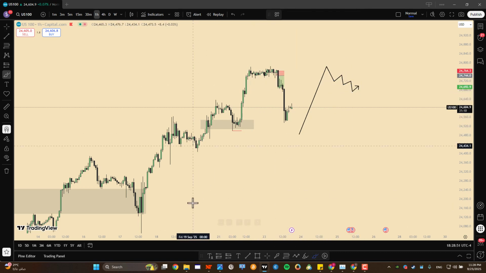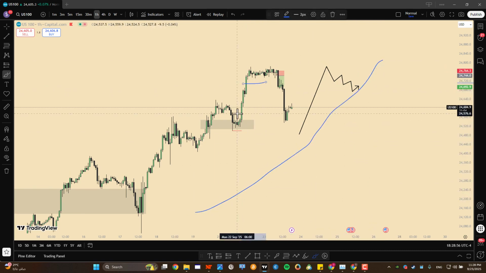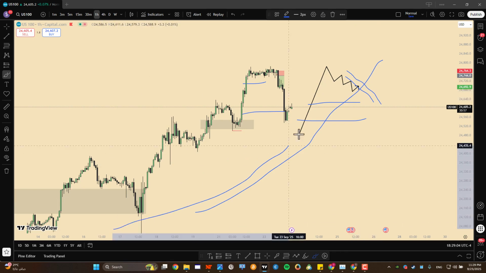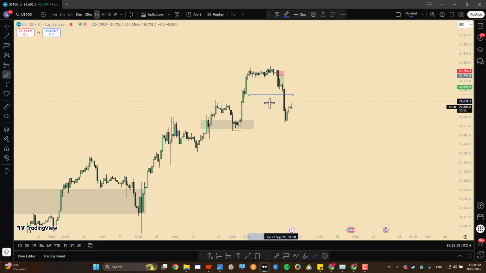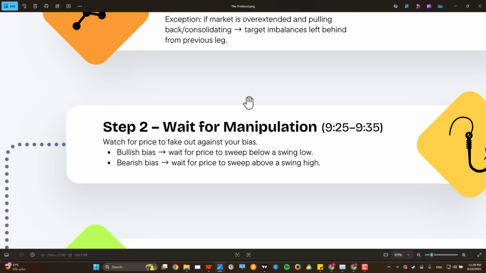Now you're not going to go with the bias, or the trend, because we left a lot of imbalances and you can expect a pullback. So now the trend is actually to the downside rather than the upside, because there is a tendency to balance all of this. You can't expect price to keep printing infinite moves to the upside. That's the exception, and that's it. That's all you need to know for step 1. Now let's go to step 2.